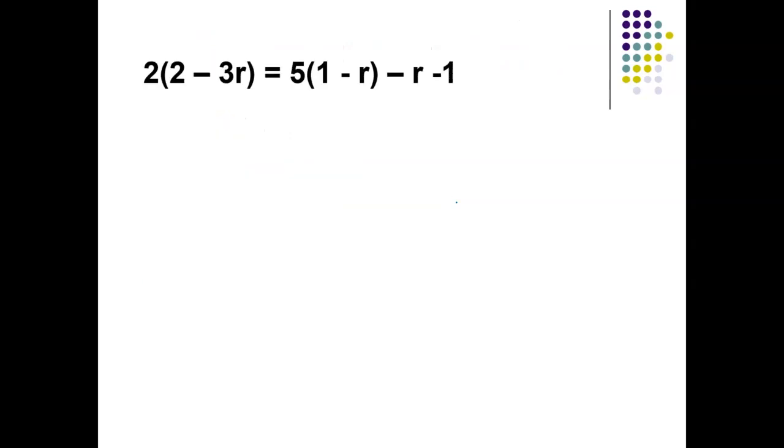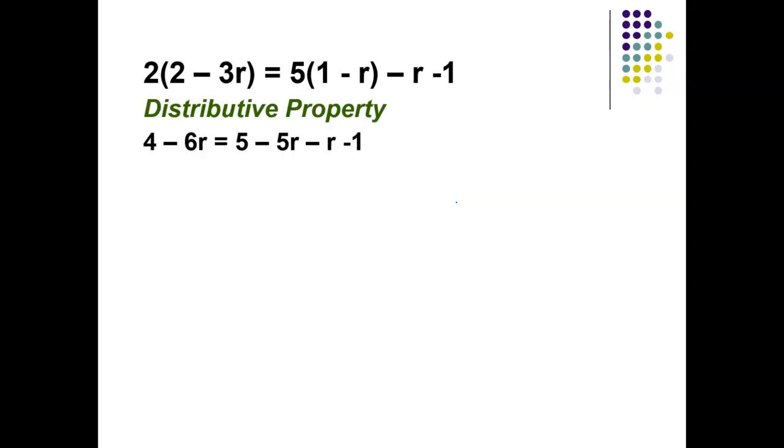Let's look at this example. Once again, we will start with the distributive property. So that will give me 4 minus 6r right there. I have 2 times 2, 4. And then 2 times negative 3r, negative 6r. And then the other side, 5 times 1, 5. 5 times negative r, negative 5r.